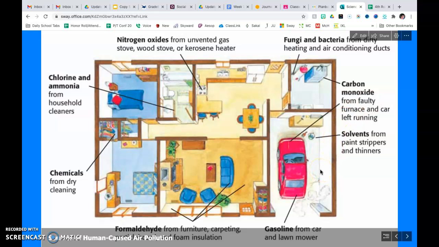Never ever leave a car running under the garage with the door down. That would make you go to sleep, and if no one found you, you would eventually die because you would run out of oxygen. So don't leave the car running in the garage. Same goes with a lawnmower or anything that's running off of gasoline. It would cause carbon monoxide. Most of you probably have carbon monoxide detectors in your house, just like you have smoke alarms.